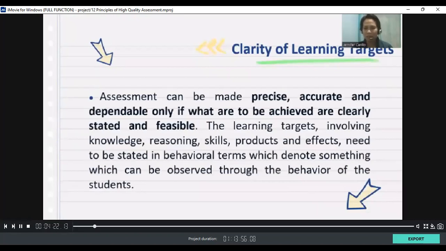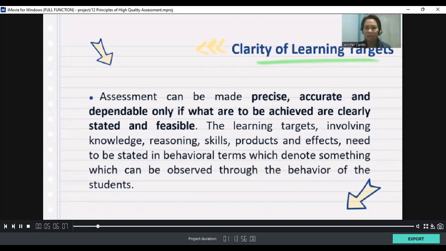Only what are to be achieved are clearly stated and feasible. So that means that the learning outcome you have defined should be assessed. So performances, projects, assignments, quizzes that are not aligned to the learning outcomes should not be given to the students. The learning targets involving knowledge or the cognitive domain, including reasoning, the psychomotor skills, the products and effects, need to be stated in behavioral terms which denote something which can be observed through the behavior of the student.